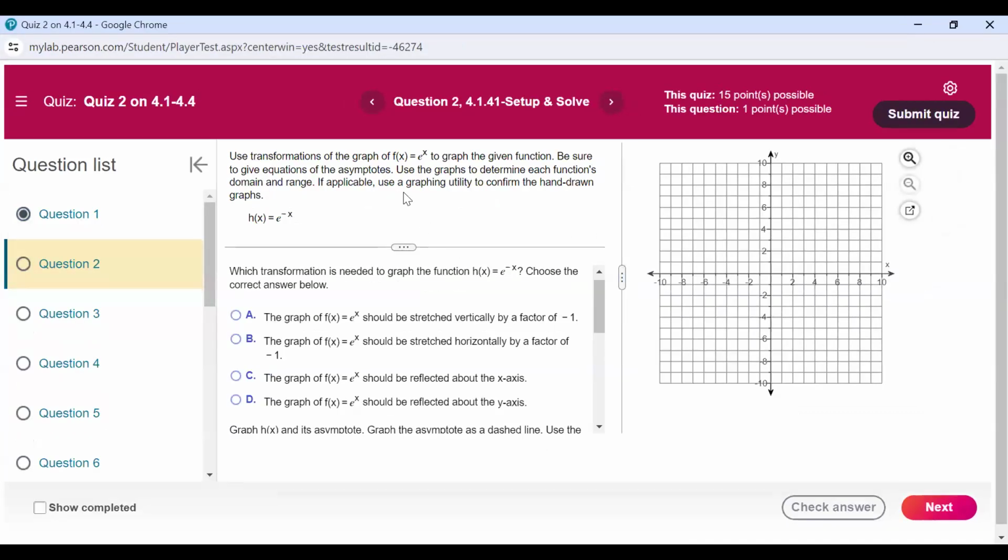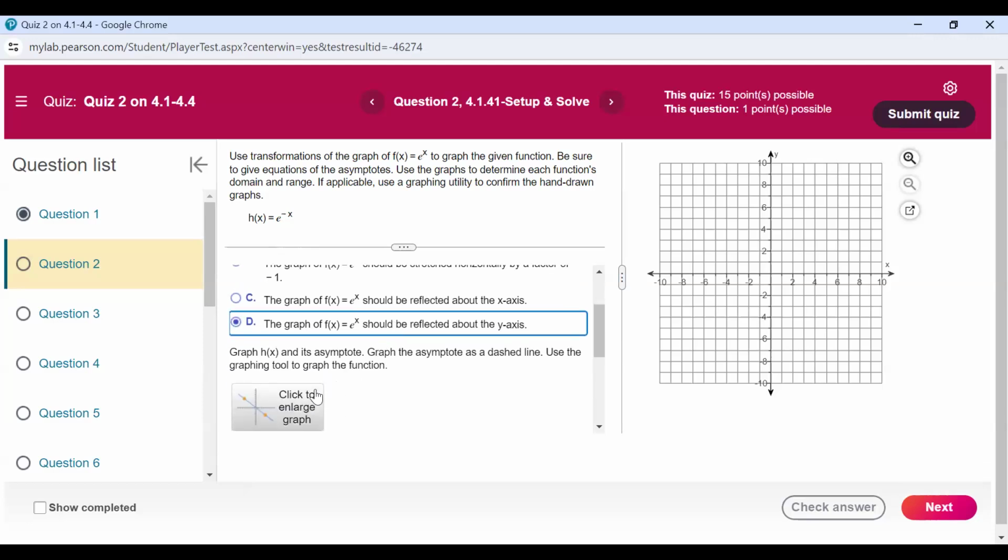We're going to use transformations to graph f of x equals e to the x to graph the given function. And we have to also give equations of the asymptotes and use the graphs to determine each function's domain and range. And then we can also use our calculator to confirm. So when there's an e and there's a negative next to the exponent, this is going to be reflected about the y-axis. And so we're not doing vertical stretches or horizontal stretches, so you could ignore that. And if you have a negative in front of the exponent, it's going to be reflected about the y-axis.